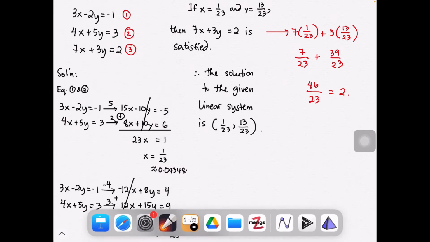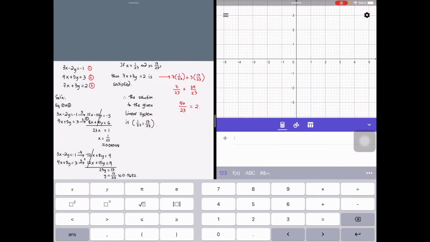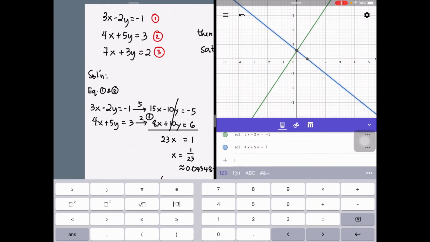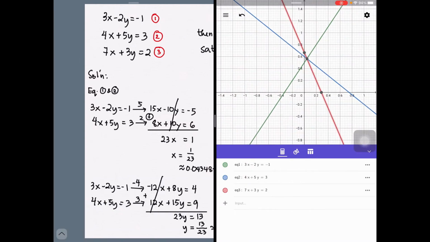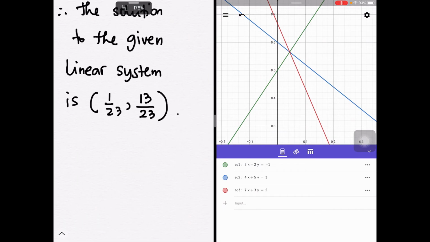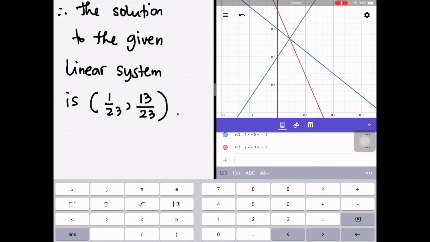Graphically, this is how these 3 linear equations with 2 variables would look like. Now let us check if the solution 1/23 and 13/23 would be the solution for these 3 linear equations. That is, this point should be the intersection of these 3 lines.